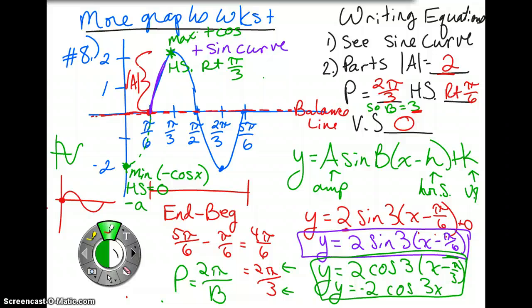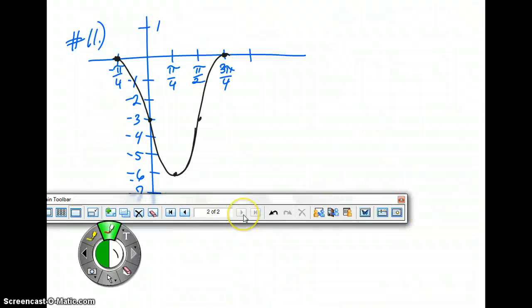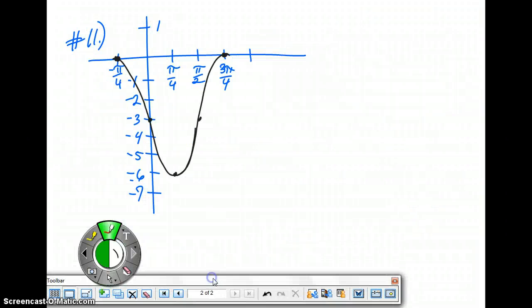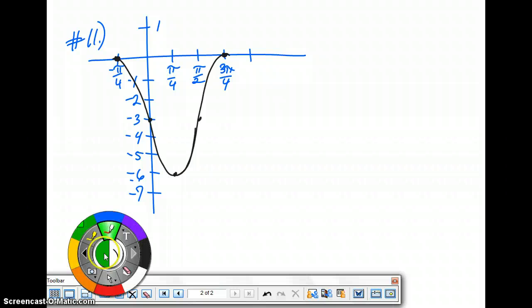Let me see if I can find it. There it is. So this is number 11 on your worksheet. Okay, when I first look at this, I see a cosine graph to start with. So let's see, I'll use red. So right here, this would be the start of a positive cosine curve, is what I see. And so I need to find all of the same stuff. Maybe I'll start over here on the left.